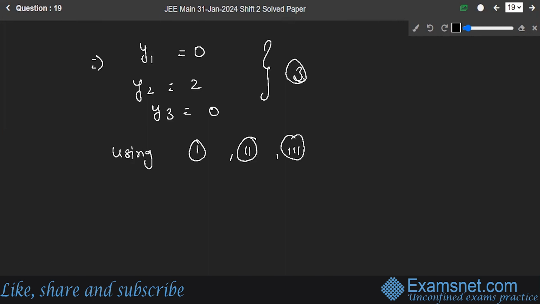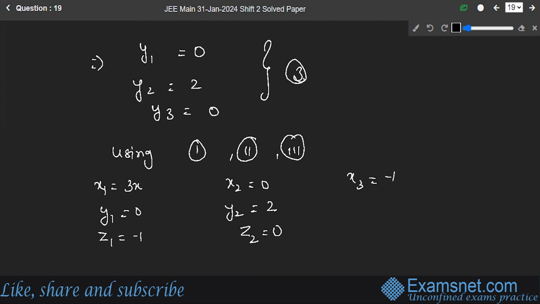You will get the value of x1 as 3, y1 as 0, z1 as -1, x2 as 0, y2 will be 2. See, I have done the calculations already and I have noted down the answer. So you just need to do the calculations, nothing else. z2 is equal to 0, x3 is equal to -1, y3 is equal to 0, z3 is equal to 3.